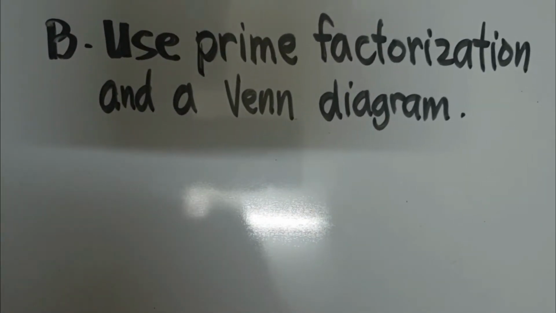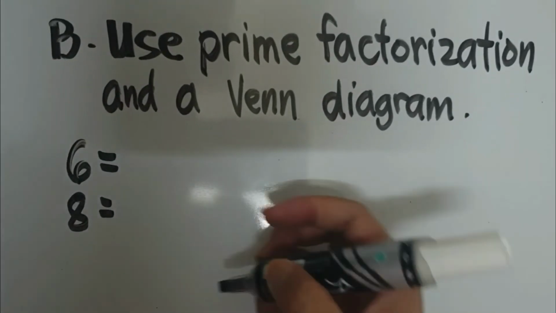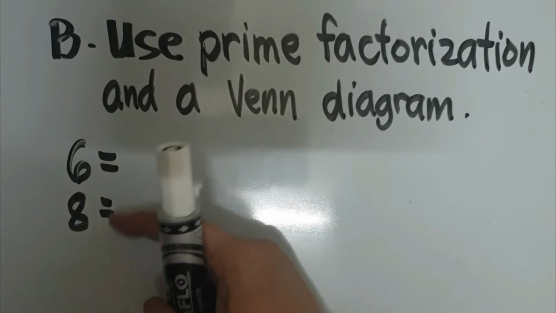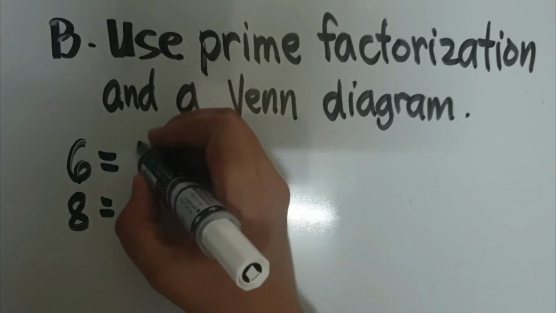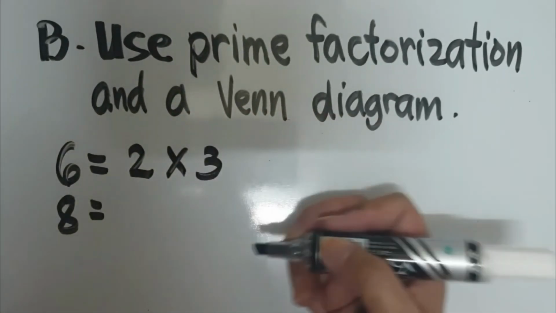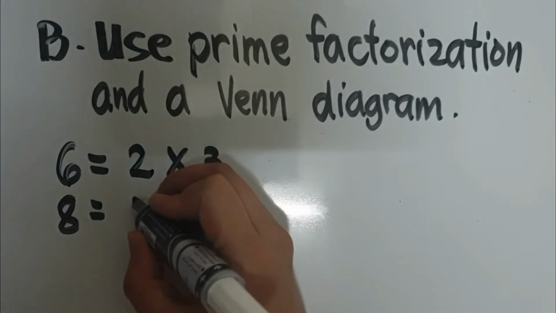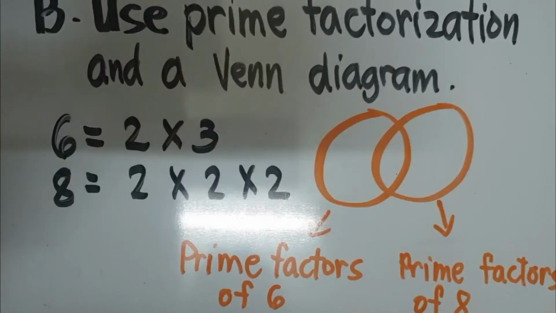Another method is by using prime factorization and a Venn diagram. So we will write the prime factorization of 6 and 8. Let's start with 6. So the prime factorization of 6 is 2 times 3. While the prime factorization of 8 is 2 times 2 times 2.